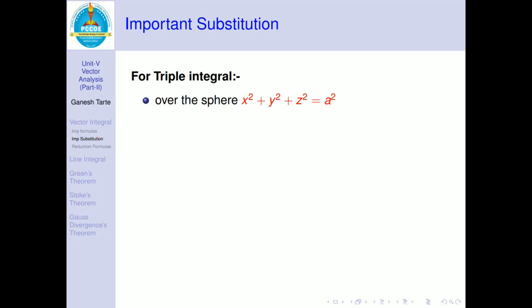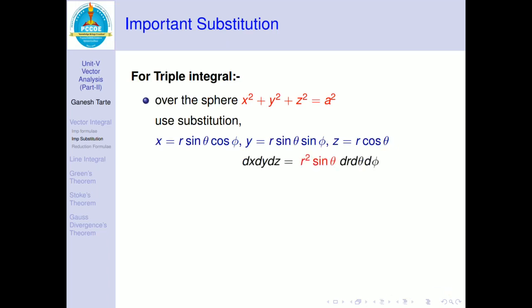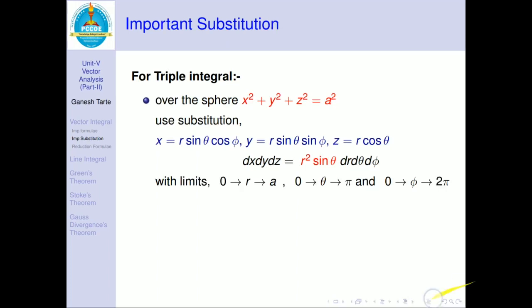So we use spherical coordinates. x equals r sin theta cos phi, y equals r sin theta sin phi, and z equals r cos theta are the spherical coordinates. And dx dy dz, we have to replace by r square sin theta dr d theta d phi, where that r square sin theta, shown in red color, is the Jacobian for spherical coordinates. With limits, r changes from 0 to a, theta from 0 to pi, and phi from 0 to 2 pi.